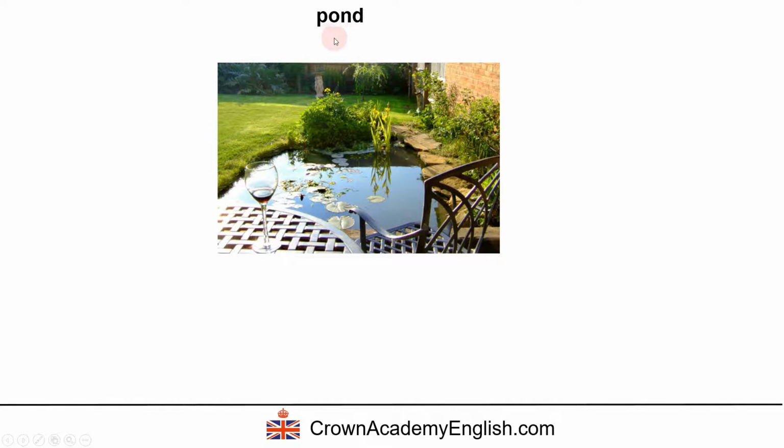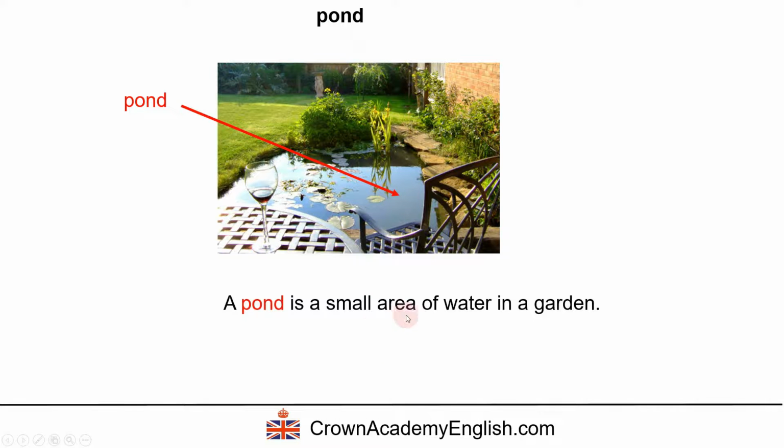A pond. So this is a pond. It is a small area of water in a garden. It is an artificial structure. This means that it is not natural. It's not a natural area of water. This has been made by somebody. Someone has dug a hole and filled it with water. So it is an artificial area of water in a garden.